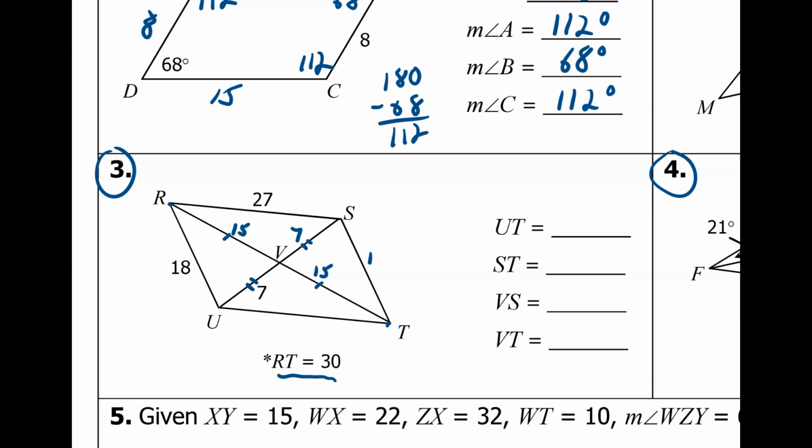And then we're just back to the other stuff that we just did. Opposite sides are congruent, so these are both 18. These are both 27. So we can just fill in what's over here. So UT is 27, ST is 18, VS is 7, and VT is 15. Okay, there we go.